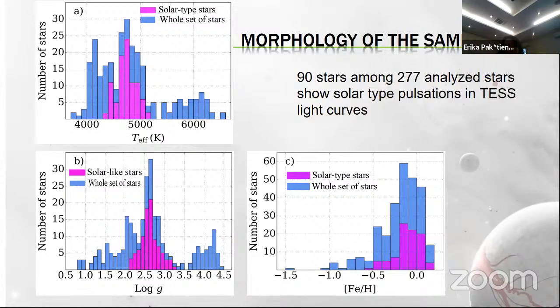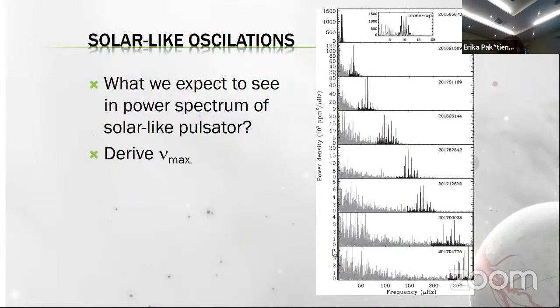At the same time, we analyzed light curves for all of those stars downloaded from the TESS archive, and found 90 stars with solar-type pulsators among those 277. And here is shown the morphology of those stars. The blue bars correspond to the full set and the magenta to solar-like stars.